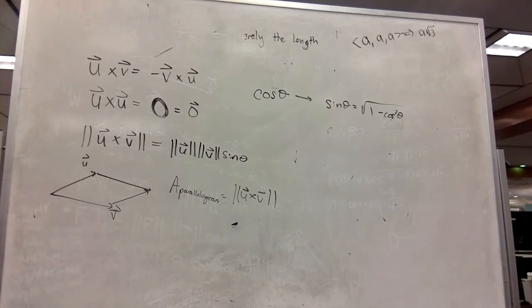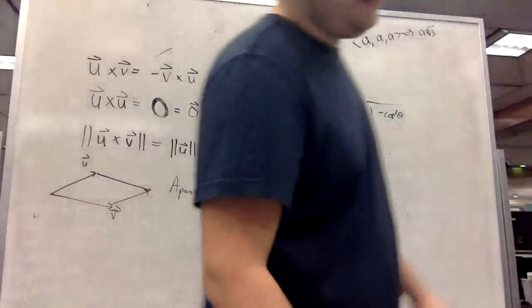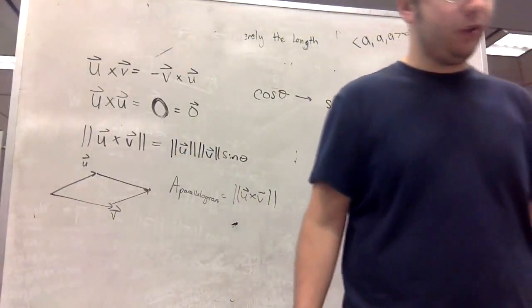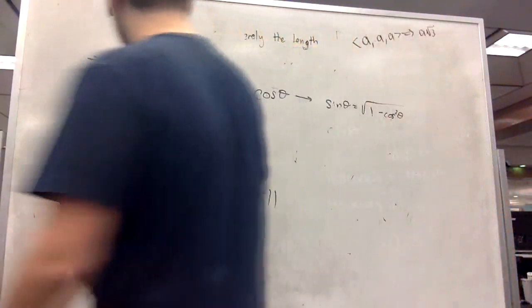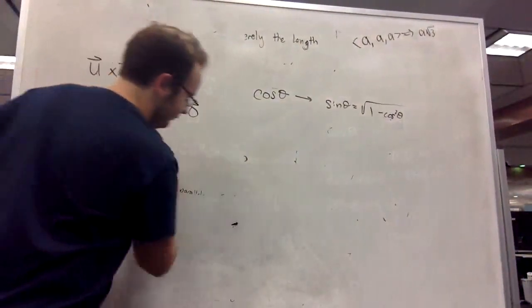Okay. All right. So find the vector perpendicular to both -1, 3, 4, and 4, 2, -2. Okay. I'll do a cross product real quick.